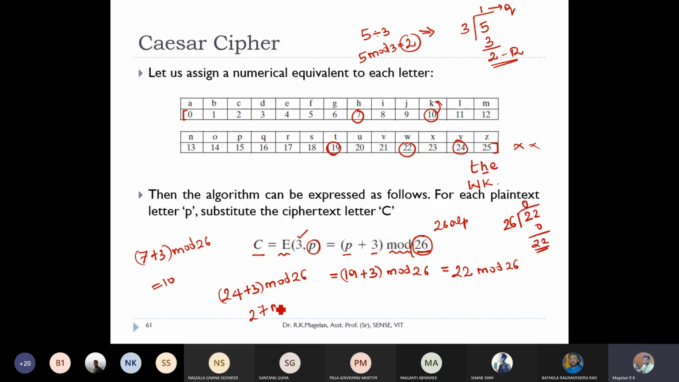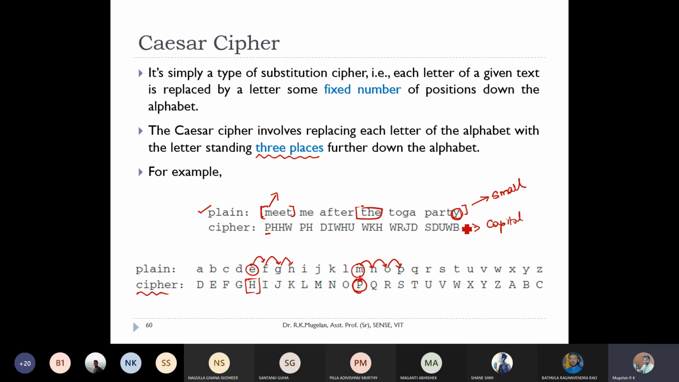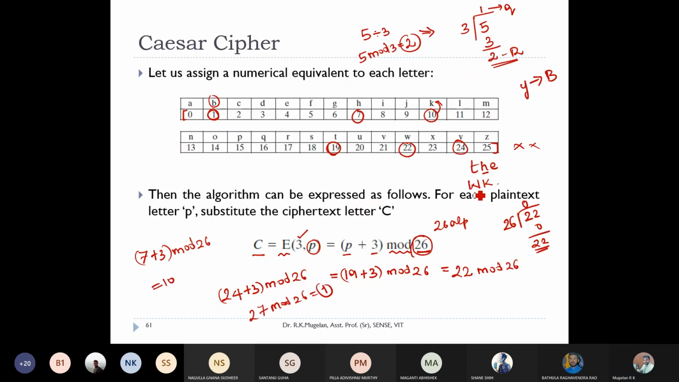So if I take 27 mod 26, what will be the answer? Can anyone tell? 1. Yes. So 1, I'll search. 1 goes to B. So I'll replace the small letter Y with B here. And we'll see small letter Y is replaced with B. And this is how a Caesar cipher works.